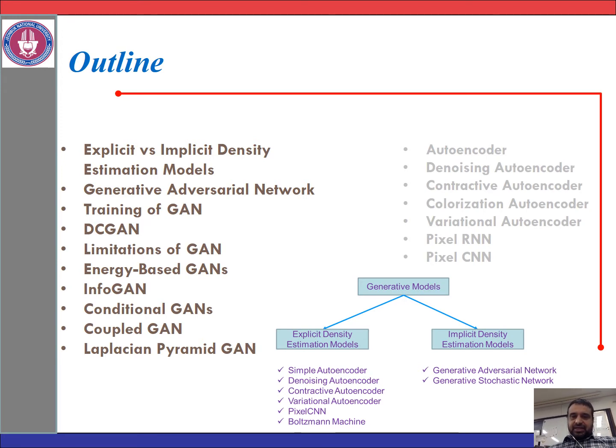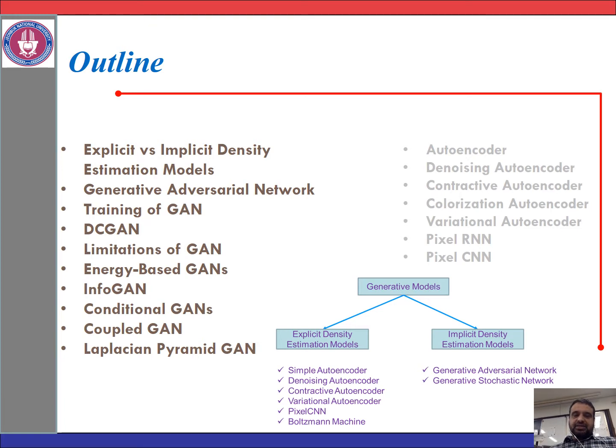So briefly I can show here the main generative models are divided into two main categories. One is the explicit density estimation models and the second one is the implicit density estimation models. So in my first lecture I talked about the explicit density estimation models.